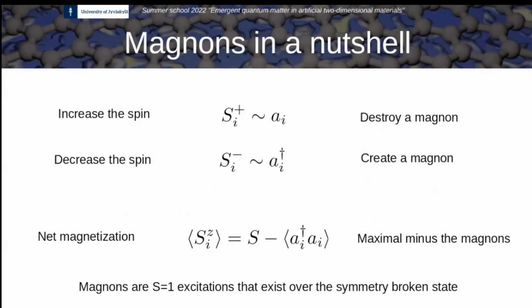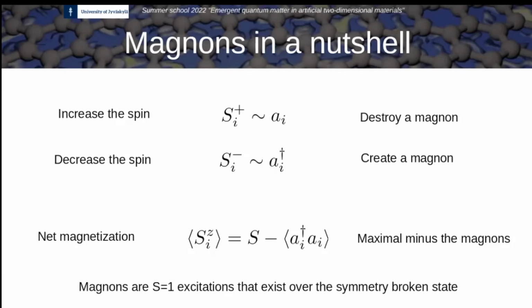And now the idea is that this has a very, very simple interpretation from the physical point of view. S plus is essentially the operator that increases the magnetization of your system. And if your magnetization is already maximal, it doesn't do anything. It does something if your magnetization is smaller. Then S minus decreases the magnetization of your system.